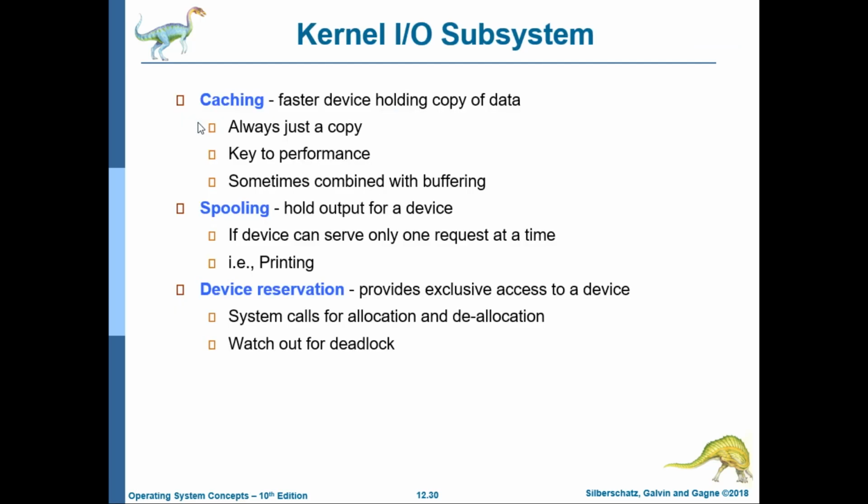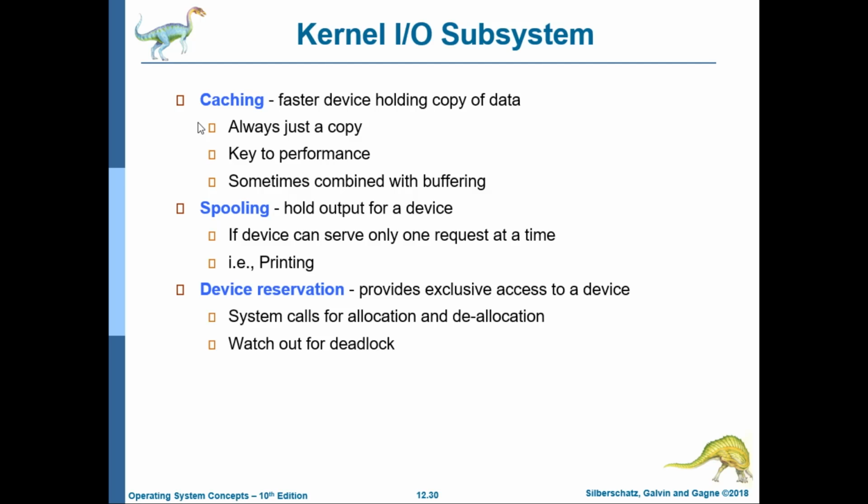Okay, next we have the kernel I/O subsystem. It has caching, a feature where a faster device holds a copy of data. So it is always just a copy. It is also a key to performance. I've already discussed caching by means of the memory hierarchy, and it's also sometimes combined with buffering.